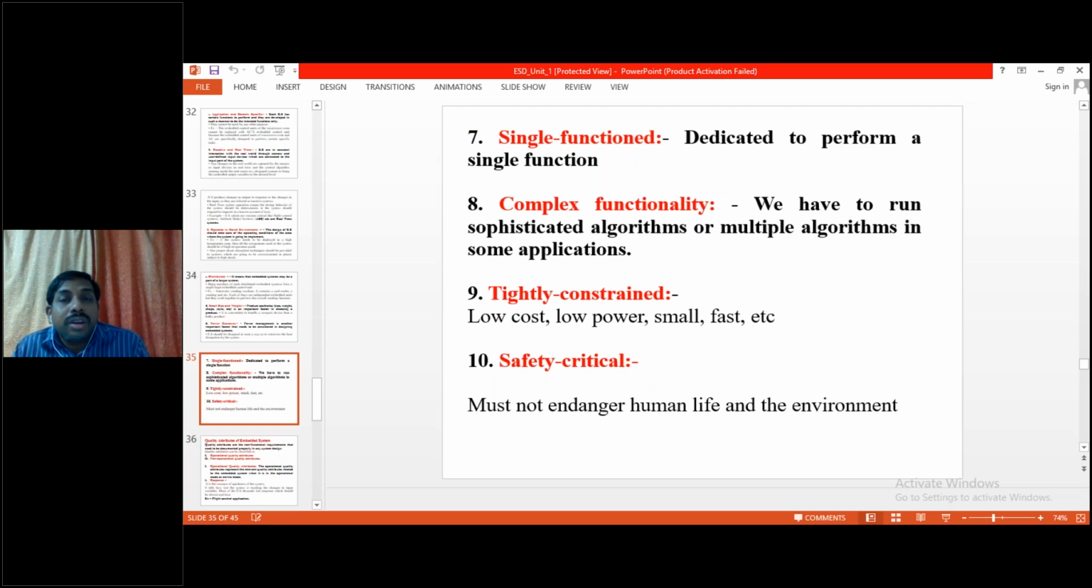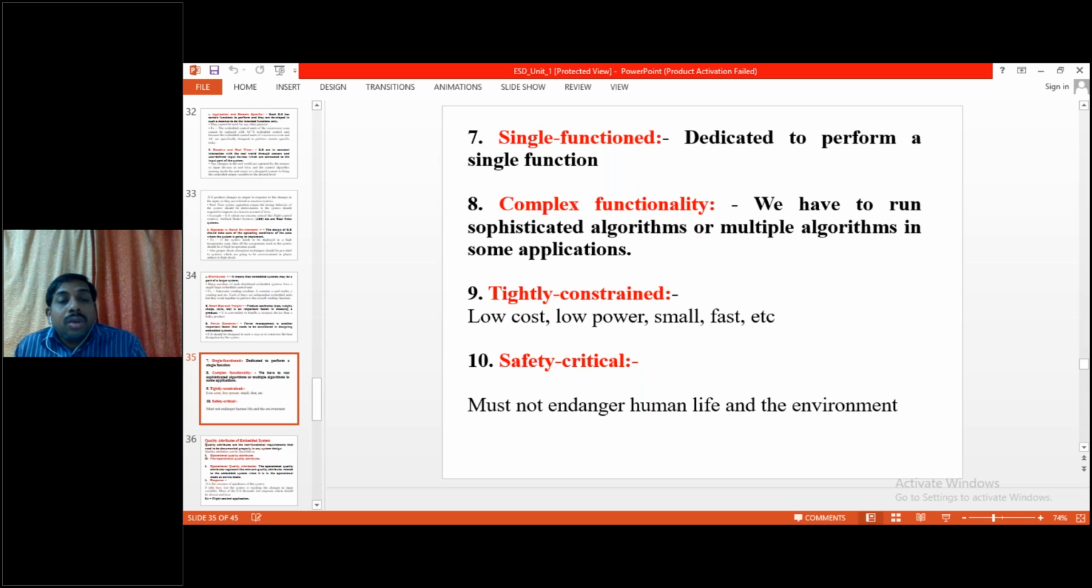It is single function, dedicated to perform a single function. And complexity: now we see that our embedded system does sophisticated functions, not two or three functions. If it can do multiple functions, sophisticated algorithms are written in the application software, so that you can make it more complex. So we prefer more complex systems, tightly constrained. Embedded systems must be low cost, low power, small size, and they must be fast in their operation.